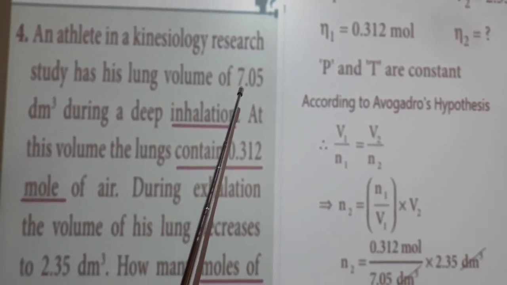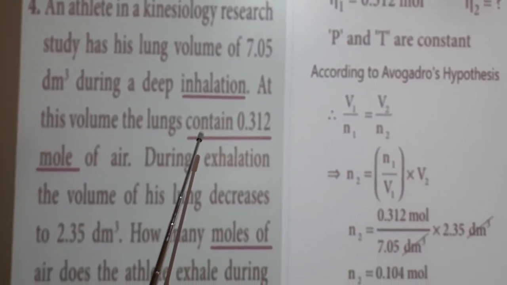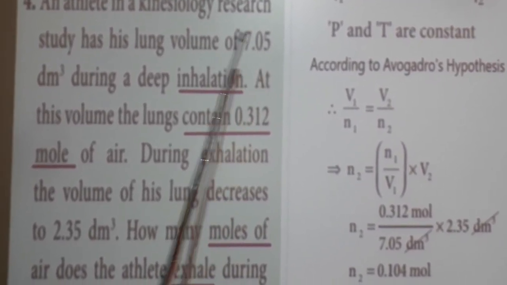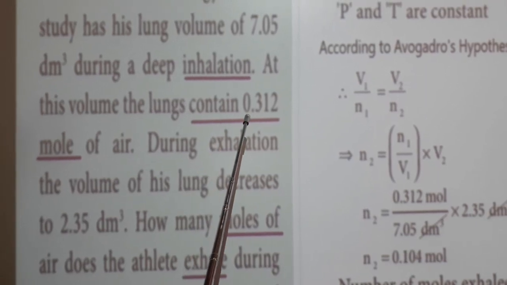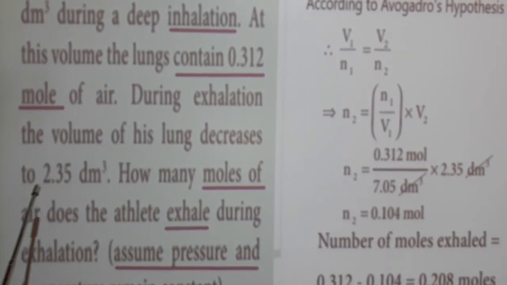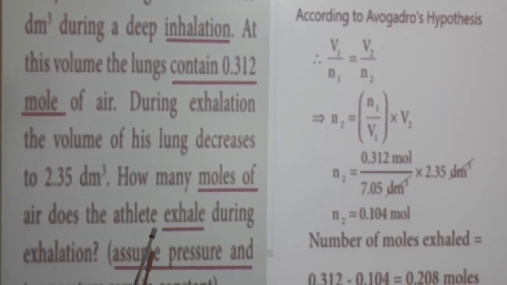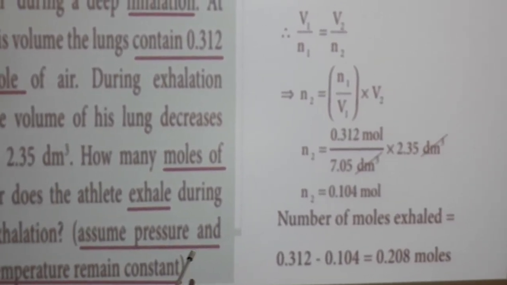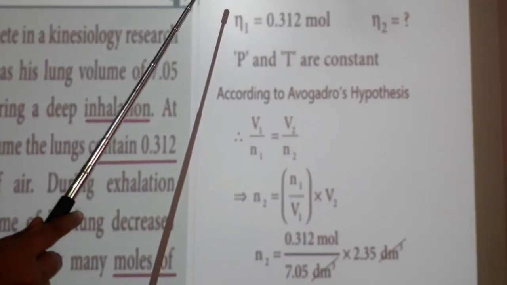Then evaluate: an athlete in a kinesiology research study has his lung volume measured. The lung's volume is 7.05 decimeter cube during his inhalation, and the lungs contain 0.312 mole of air. Then during exhalation, the volume of the lung decreases to 2.35 decimeter cube. The question is, what is the number of moles inside the lung when the lung volume decreases? Here they have given that pressure and temperature remain constant, and the number of moles changes.